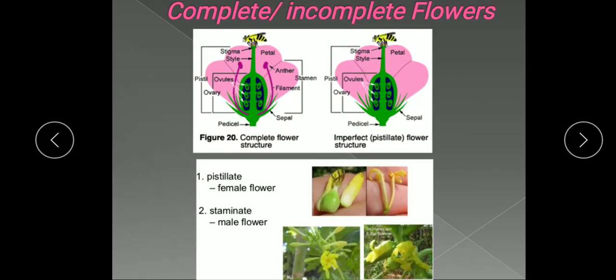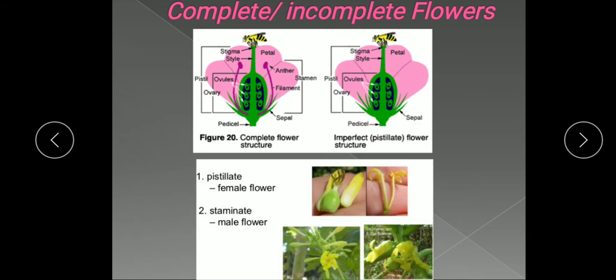So male and female flowers are only present. Here, on the basis of this, the different conditions are also studied in the plant. For example, when both the staminate and pistillate flowers are borne on the same plant, meaning when a plant has staminate and pistillate flowers both, then this condition is known as the monoecious condition.